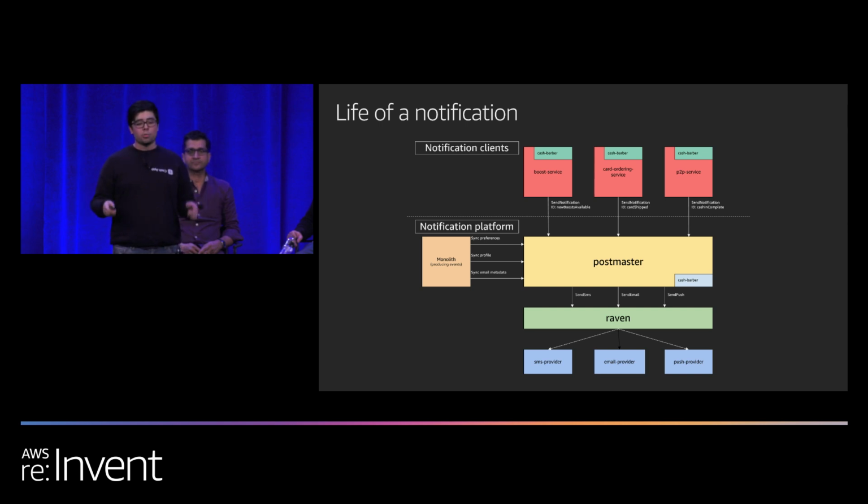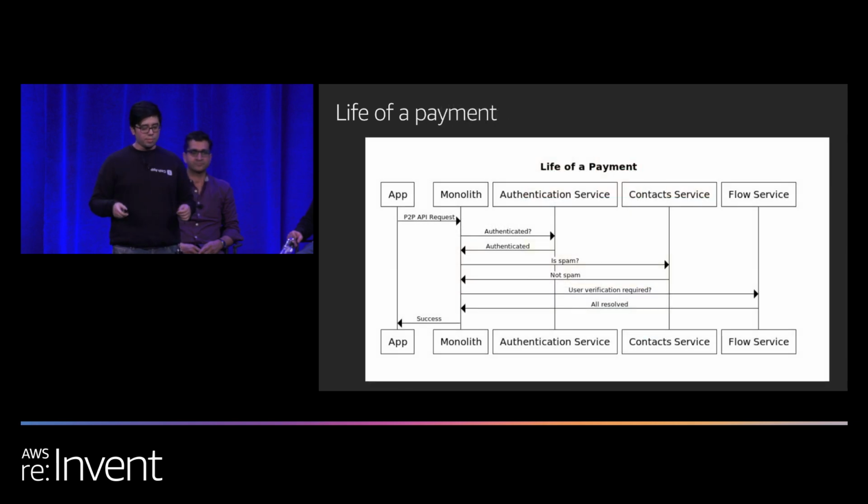So let's talk about what happens when you send someone $5. So your friend tries to send you money. It first hits our monolith, and it'll call out to 3 other services. First, we call out to an authentication service, which follows the JSON Web Token standard, and then a service that owns the storage of a truncated, hashed version of a customer's contact information to see if this payment is spam. And then finally, a service to determine if any user-provided information is required to complete this payment.